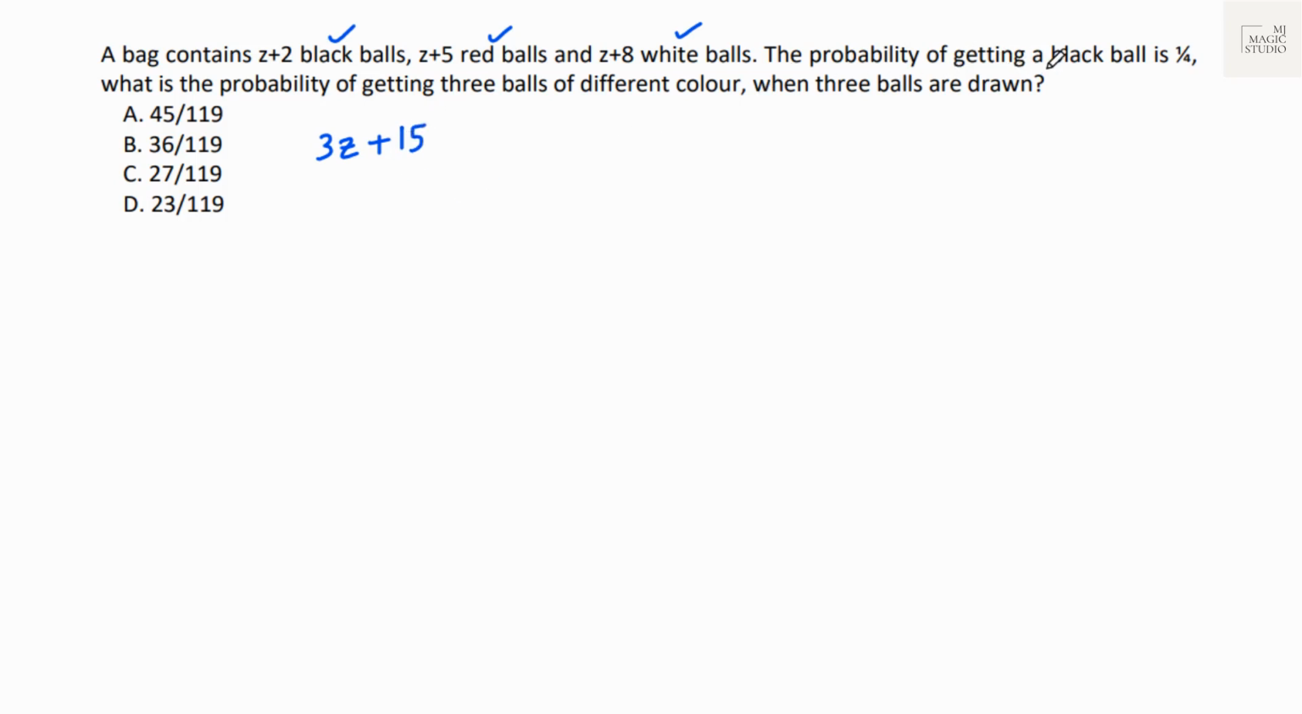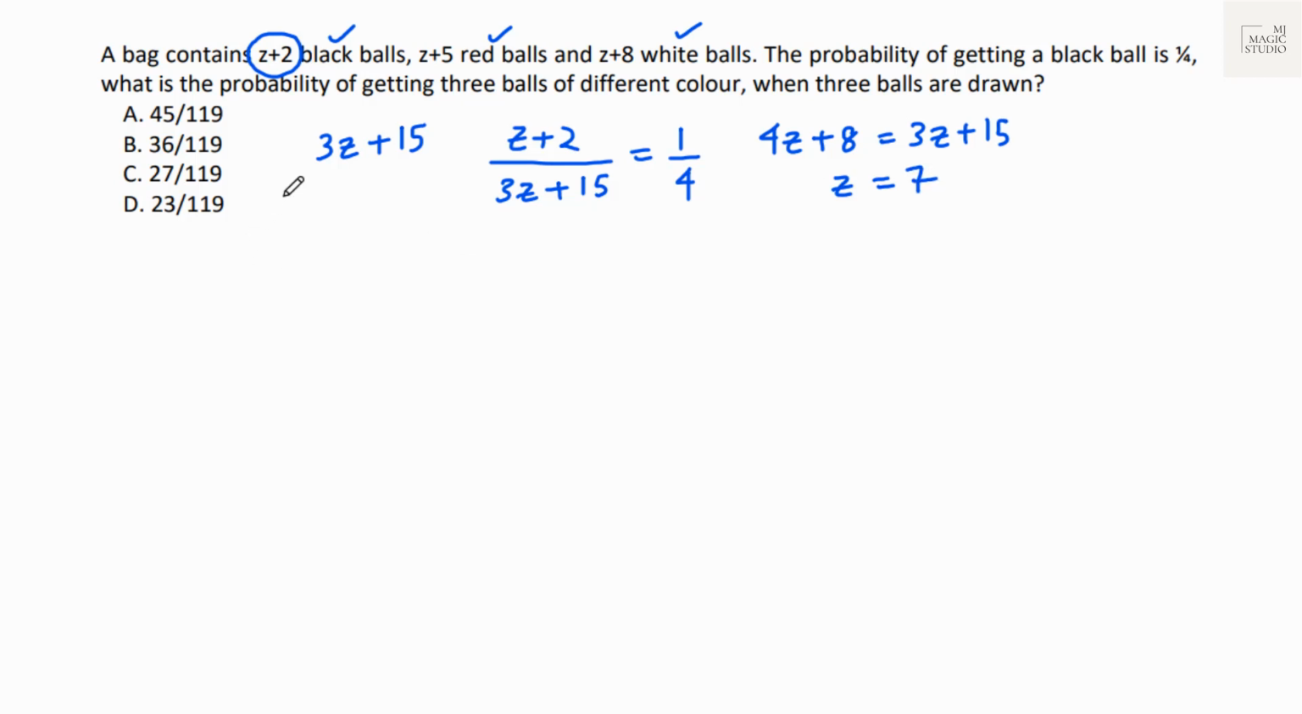The probability of getting a black ball is 1 by 4. So the total number of black balls is z plus 2. So the probability of getting one black ball is z plus 2 divided by the total number of balls, 3z plus 15. That is given as 1 by 4. We just need to solve this, and first we need to find the value of z. So we have 4z plus 8 equals 3z plus 15. So z is equal to 15 minus 8, that is 7.